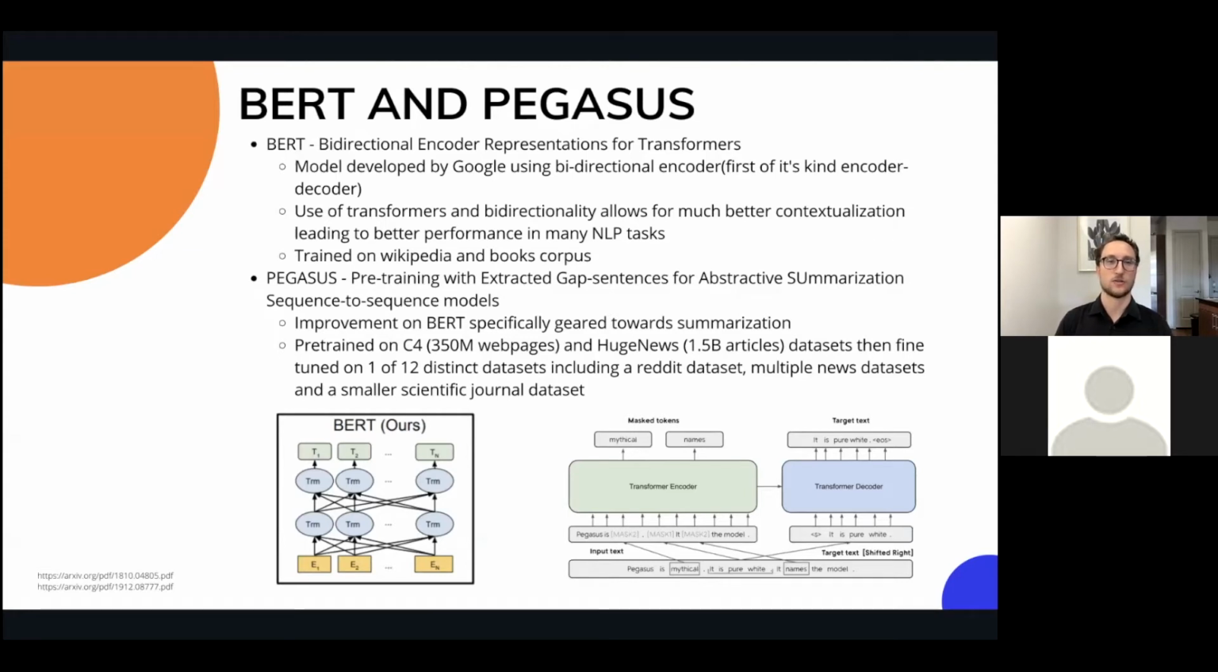I also worked with PEGASUS, which is built off of a similar bi-directional encoder architecture, but in order to be better geared towards summarization, it pulls out the most important sentences and then recreates them using the context of the surrounding sentences. That model is also pre-trained on 2 very large datasets and then fine-tuned on some smaller datasets as well.